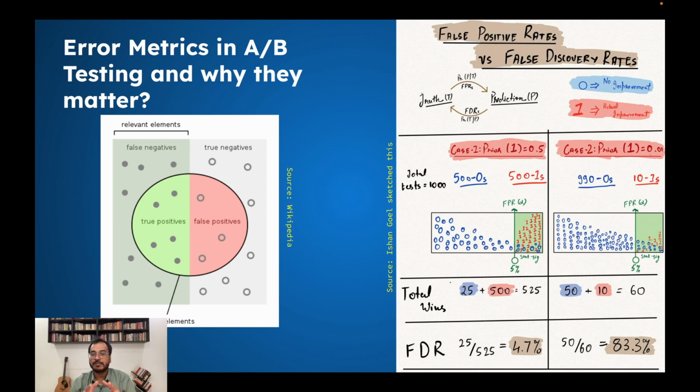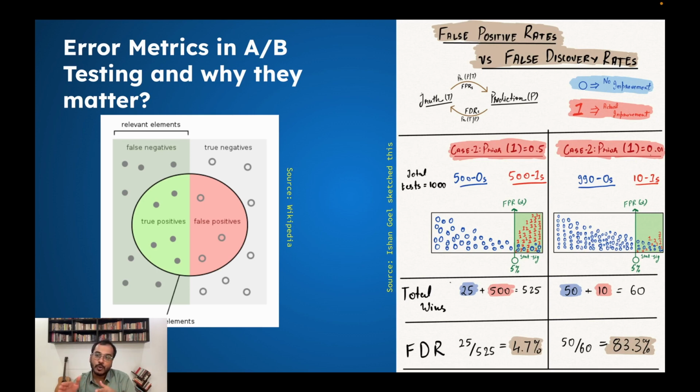We have maintained a 5% false positive rate. Among the 500 AB tests, you'll get all of them as the winner because the false negative rate is zero. So in total, you got 525 winners, out of which 25 were bogus. 25 were actually AA tests. So your false discovery rate is 25 by 525, and it's hence 4.7%.